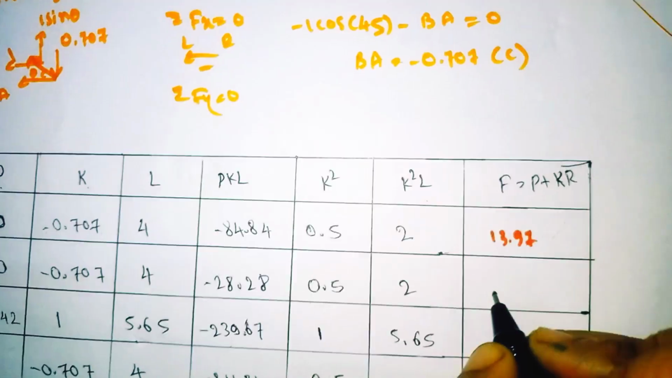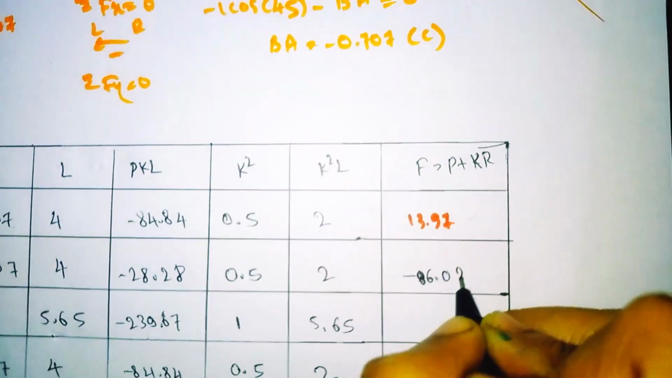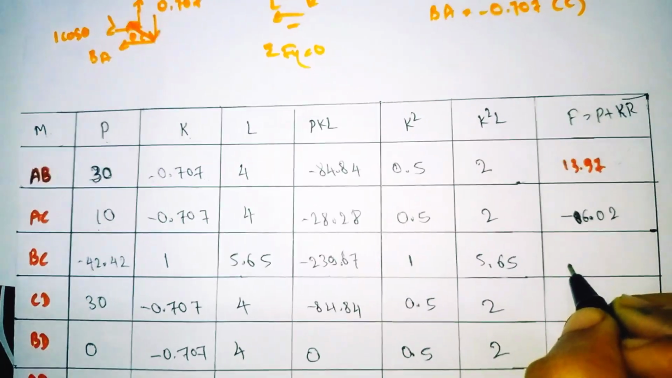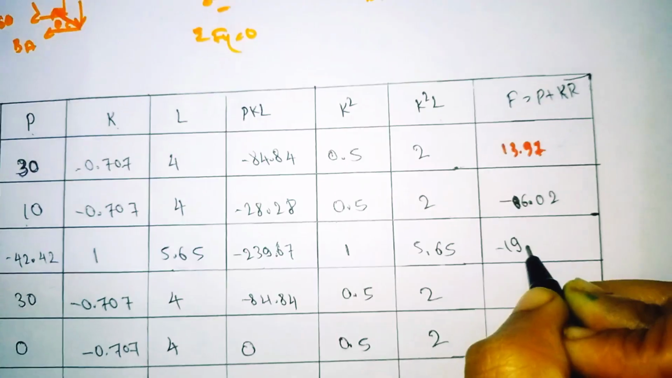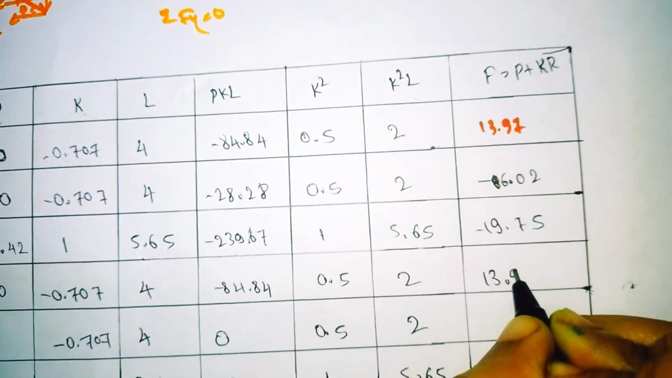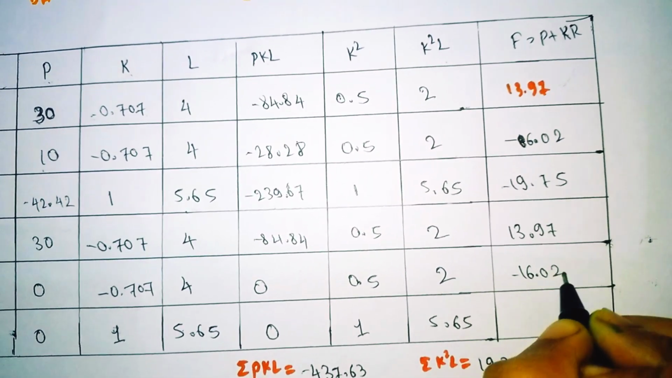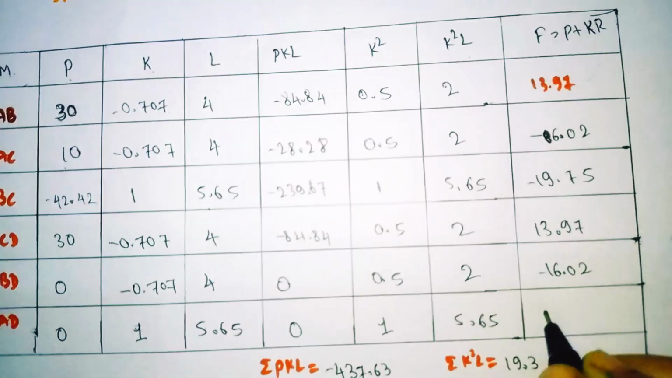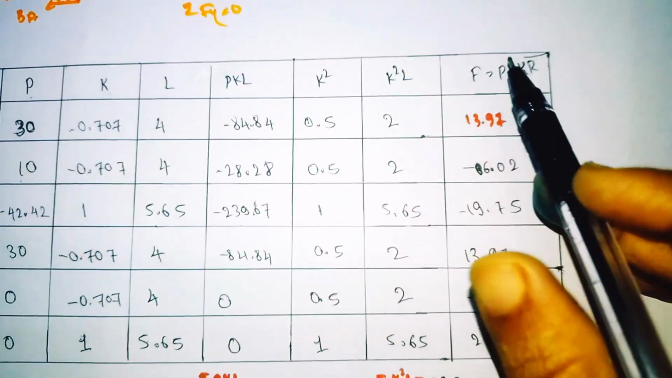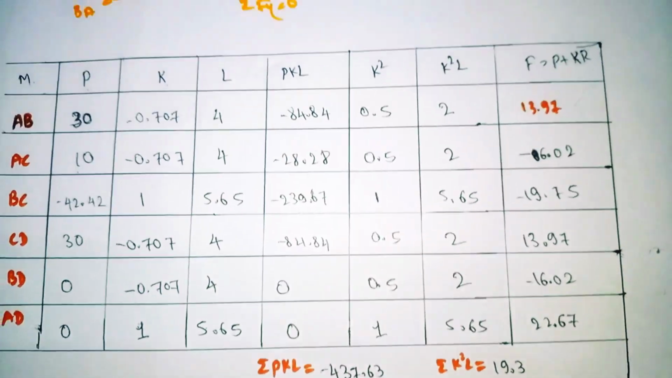For AC, the value will come out as minus 6.02. For member BC, the value will come out as minus 19.75. For CD, the value will be 13.97. For BD, the value will be minus 16.07. For AD, the value will be 22.67. This is the final value of our P. So this is how we need to find all the values in this table. So here our problem ends.